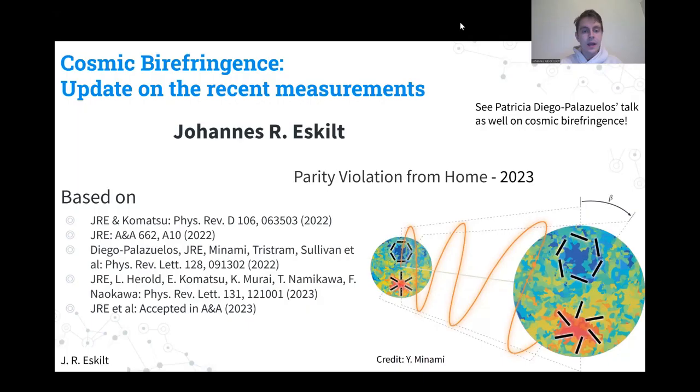I am a PhD student at the University of Oslo, and I will today be talking about cosmic birefringence. I will give you guys an update on recent measurements of cosmic birefringence in the Planck and WMAP datasets. I will be mostly talking about the stuff that I've been working on the past couple of years, but you should also check out the video from my collaborator, Patricia Diego Palazuelos, as well. She's giving a talk at this conference. So yeah, you should check out that video.